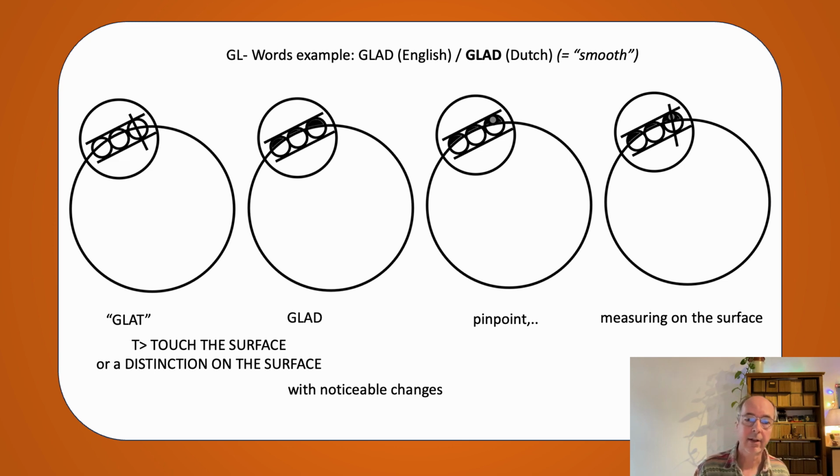Glad and glad, they are two words written the same way. For glad, the Dutch word, I can see on the surface that the T is a function really pinpointing the function. There is a distinction on the surface, and with the D there will be some variations, but still it's expressed like T, so I will measure the surface. That I can notice, and glad is smooth, and smooth is not flat. It also means I'm sensing the surface. So this one's okay.